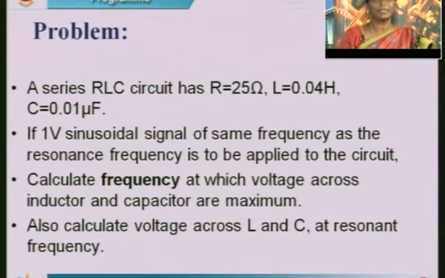Now, what are the parameters we are going to calculate? Calculate the frequency at which the voltage across the inductor and capacitor are maximum. That is nothing but we are going to find FL and FC. Also calculate the voltage across L and C, that is VL and VC, with the condition given at resonance frequency, since the circuit is operating at one frequency, the resonance frequency. So remember the parameters: first we are going to check the frequencies, and also the voltage across the inductor and the capacitor.